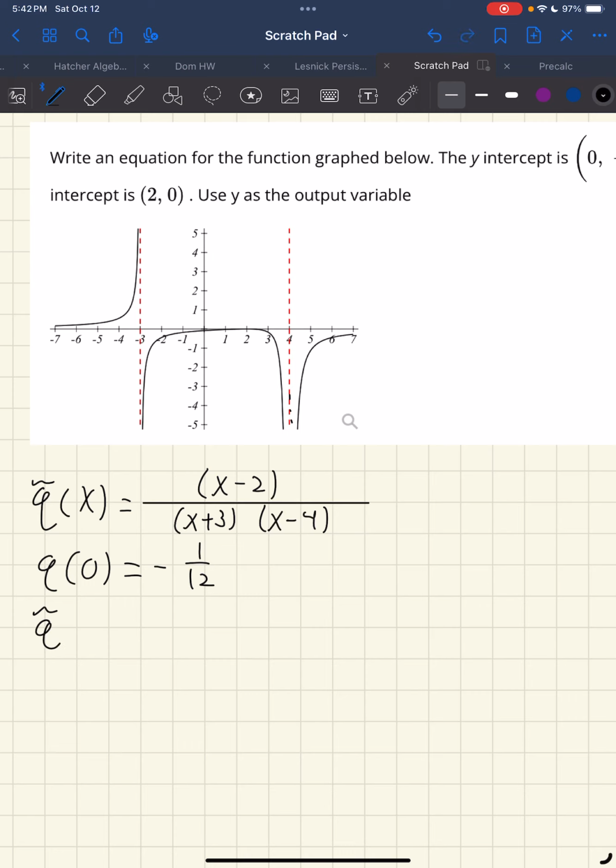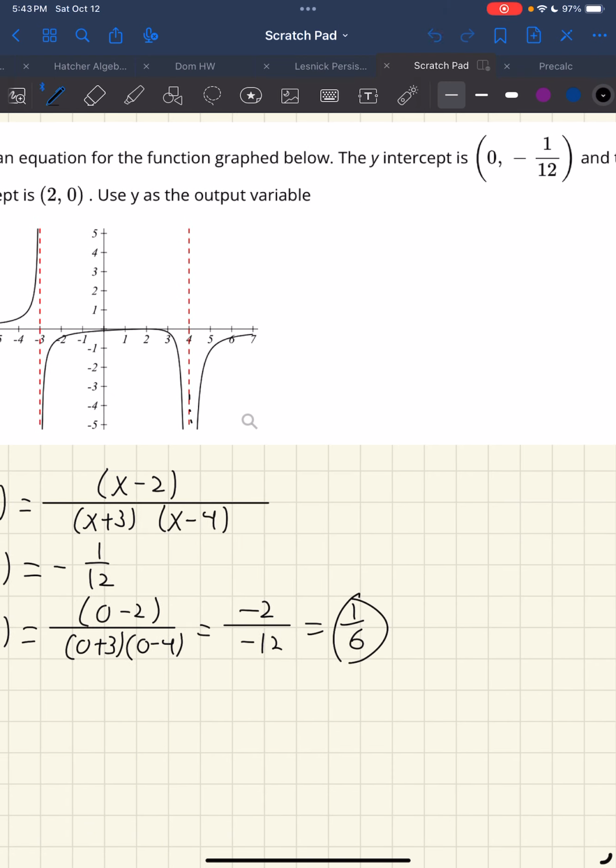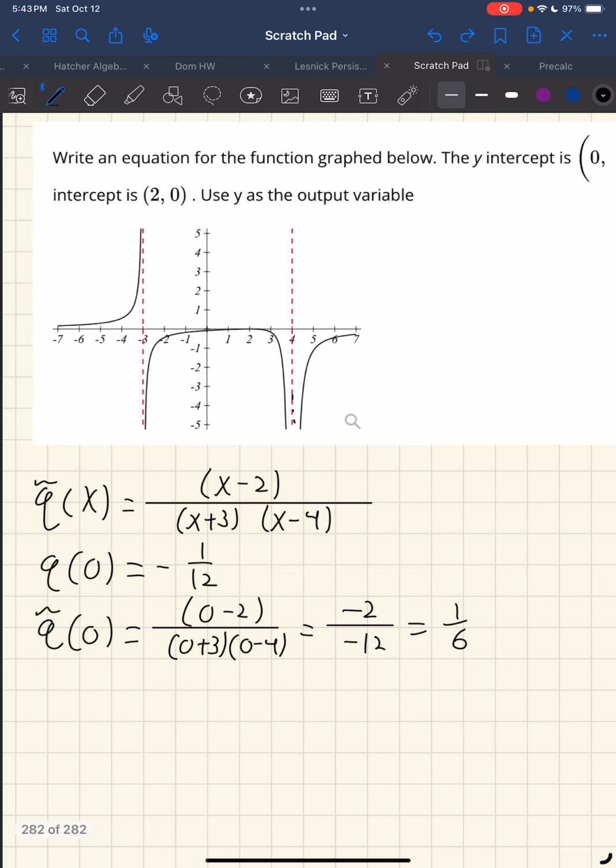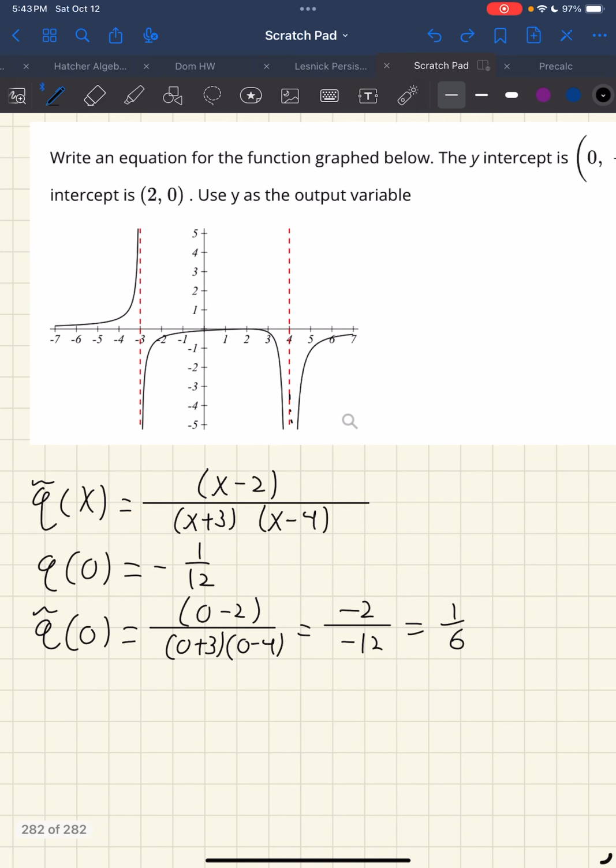So what happens when I plug 0 in there? Well, that'll be 0 minus 2 over 0 plus 3 over 0 minus 4. So this will be -2 over -12, or 1/6. So these definitely will need powers on top of them. Definitely. Because I need this guy to be -1/12. So what powers are going to make that happen?